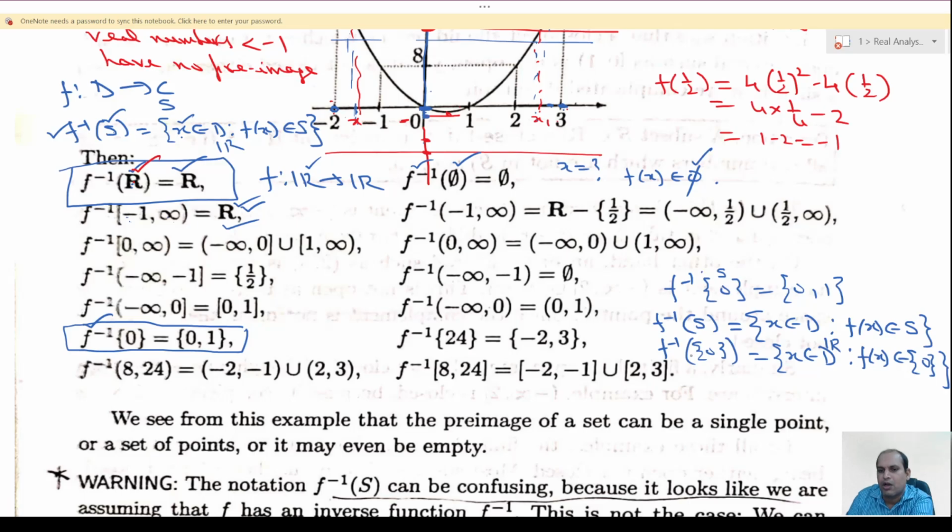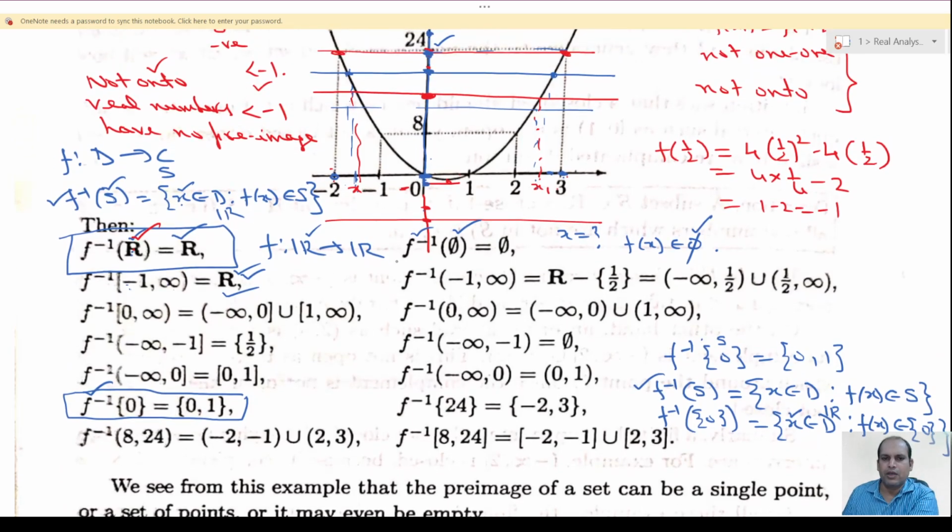Just compare it first of all with the definition of the set-theoretic inverse. Now, what are those elements from the domain whose image is within singleton 0? The image, always look on the y axis, this 0. At 0 we are getting 0 and at 1 again the function is taking value 0. So, there are only 2 points, 0 and 1, whose image lies within the singleton 0. So, this is the reason why we have the points 0 as well as 1. So, F set-theoretic inverse of 0 is {0, 1}.